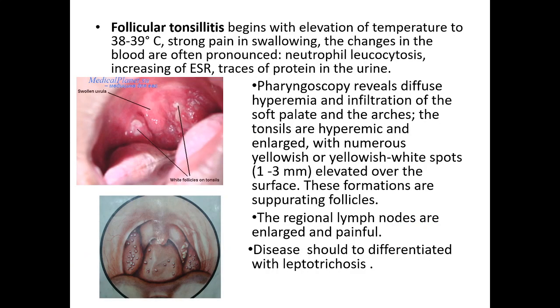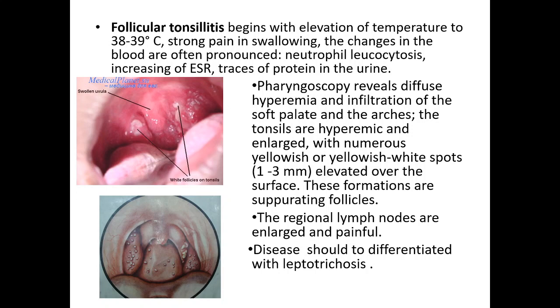Follicular tonsillitis begins with elevation of temperature to 38-39 degrees and strong pain in swallowing. The changes in the blood are often pronounced: neutrophilic leukocytosis, increased ESR, trace of protein in the urine. Pharyngoscopy reveals diffuse hyperemia and infiltration of the soft palate and the arch.